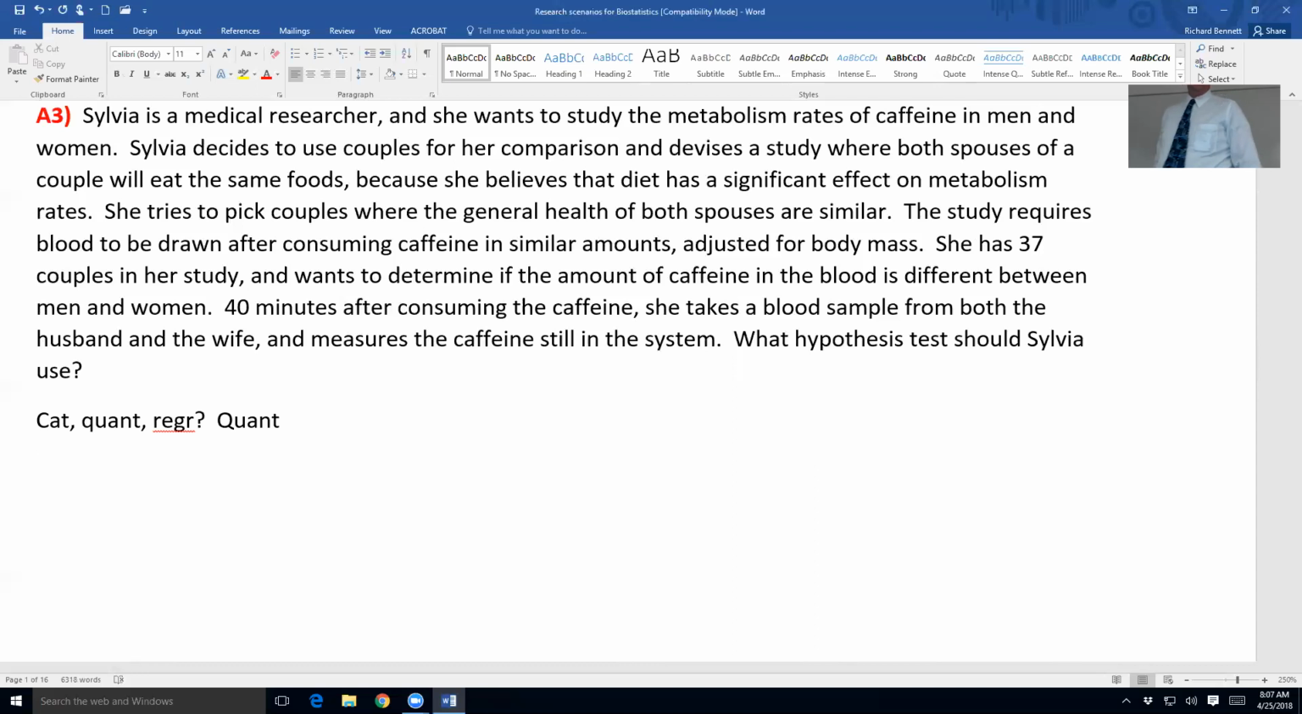Okay. So let's ask: is it a z, a t, a chi-square, or an f? T. So who says z? Nobody. Who says t? Bunch. Who says chi-square? Who says f? Okay, t is correct. Which t? Let's see here. Matched pairs. Okay. Matched pairs. Does anybody disagree with that?